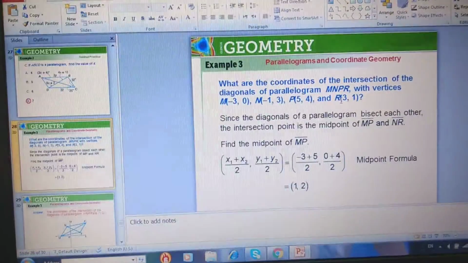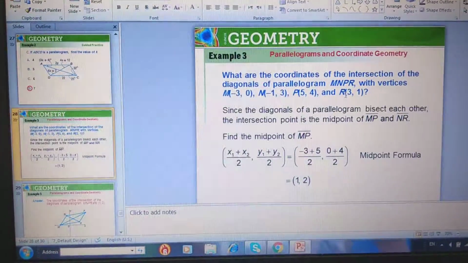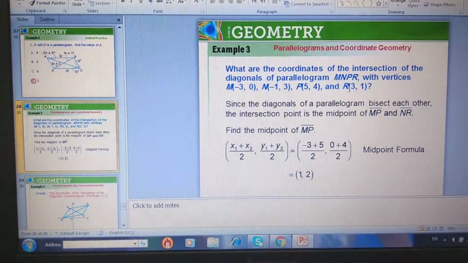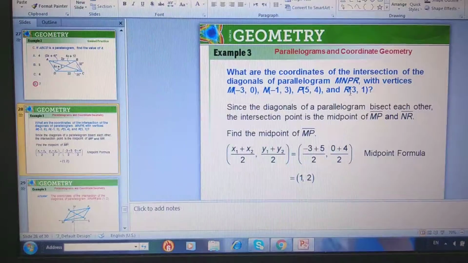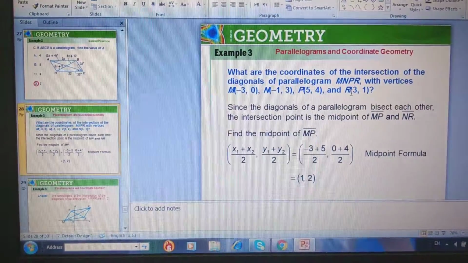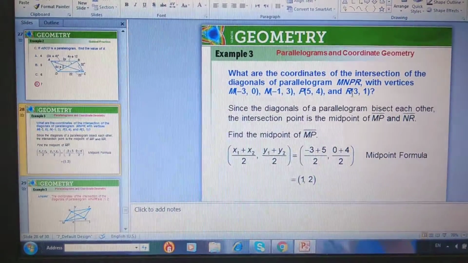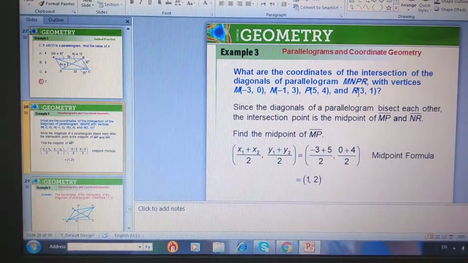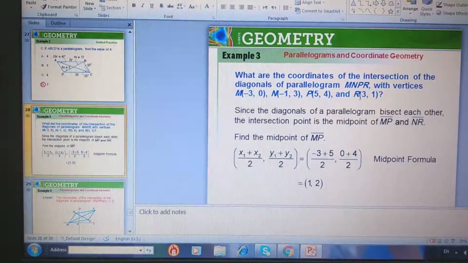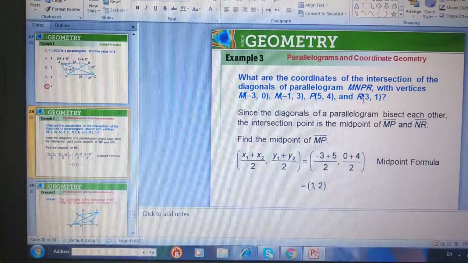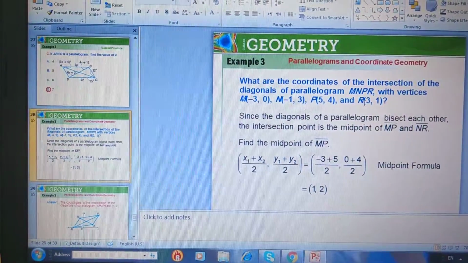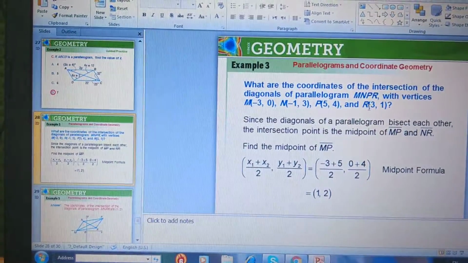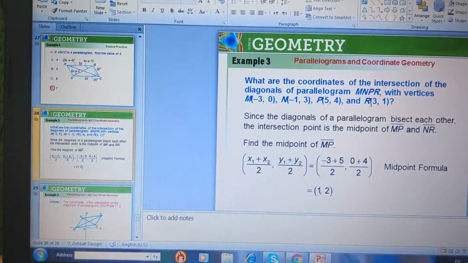The last point in this lesson: how do I find the point of intersection between the two diagonals? This is very simple. Why? Because the point of intersection of the two diagonals is the midpoint of each diagonal. How do we know this? Because we said that the diagonals bisect each other. Bisect means cut in the middle. This means the two diagonals intersect each other in the middle. This means the point of intersection is the midpoint of the first diagonal or of the second diagonal, the same.